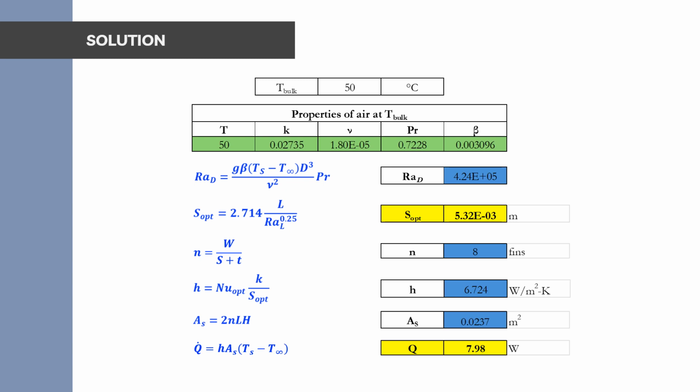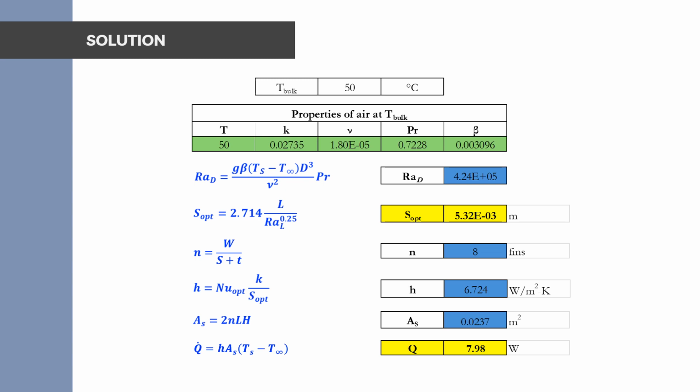We first solve for the bulk temperature by taking the average value between the temperatures of the surface and the surrounding fluid. We then identify the properties of air using table A-15 at T bulk, which was computed to be 50 degrees Celsius. Having identified the thermal conductivity k, the kinematic viscosity nu, the Prandtl number, and the value for beta, we can now solve accordingly for the required.